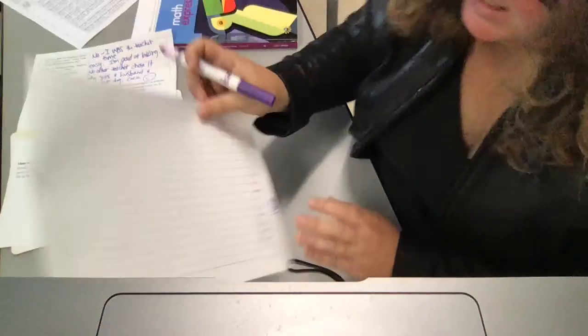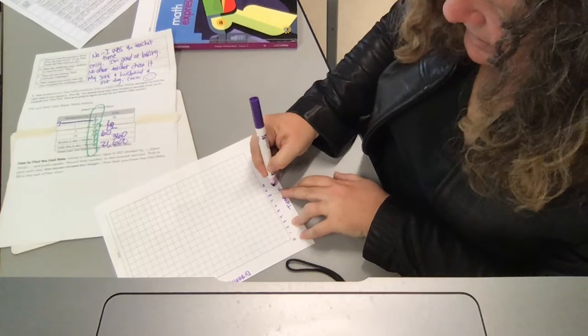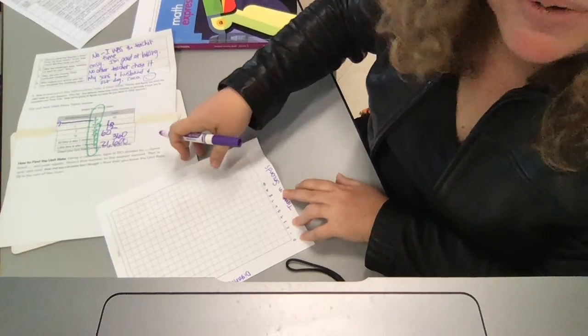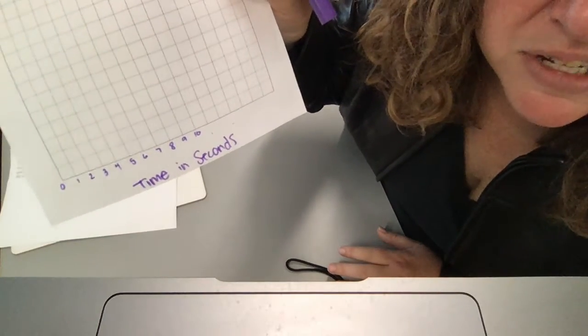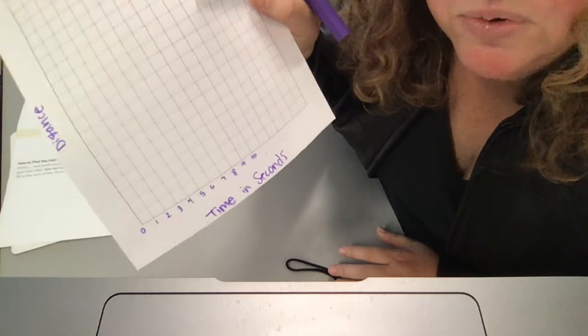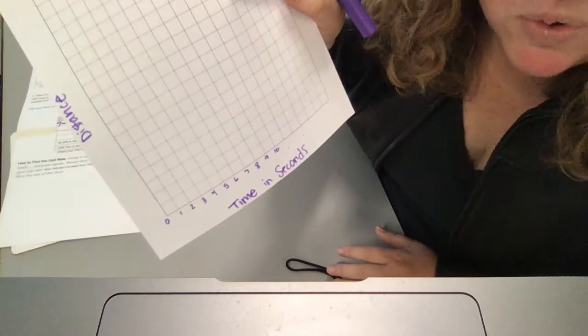Those are seconds. So after time, I'm going to write time in seconds. I want to help my reader of this graph know that that's seconds. So I'm going to write time in seconds. Now, remember, pause the video right here and you do the same thing. Then start the video again when you're done.